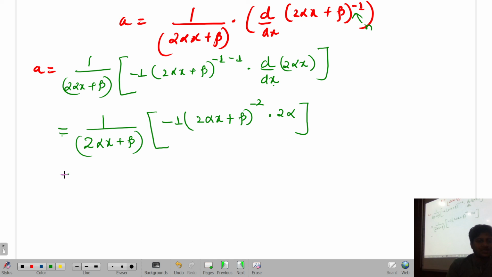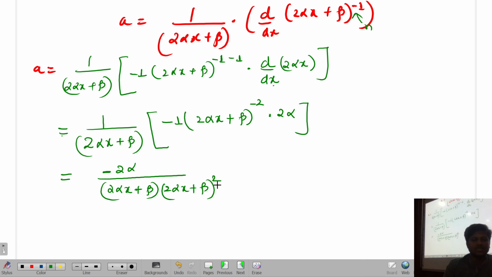Okay. So what I got as an answer? 2α divided by (2αx + β). Now, if this is minus 2, that means what? In the denominator it will become a square, and minus 1, I'll multiply it over here. So it will become negative 2α over (2αx + β) squared. What is this? Minus 2α divided by (2αx + β) to the power of 3. And that is my acceleration.